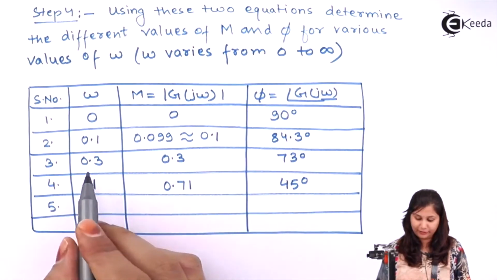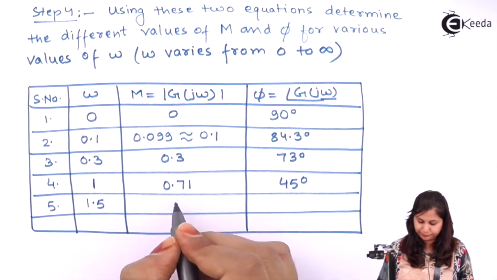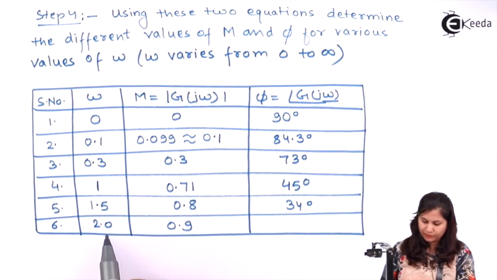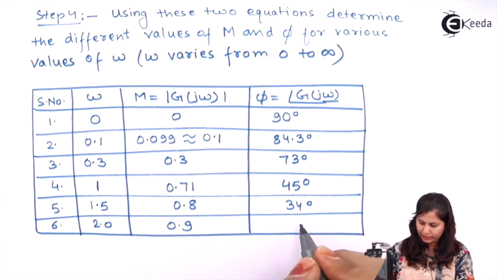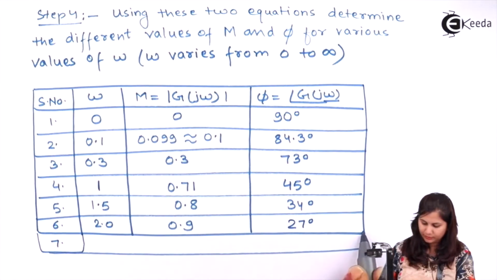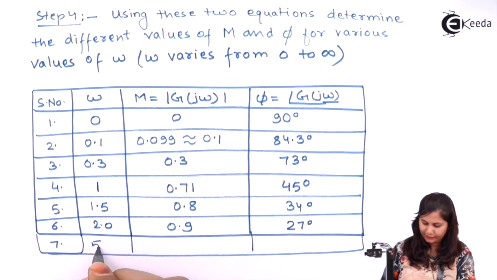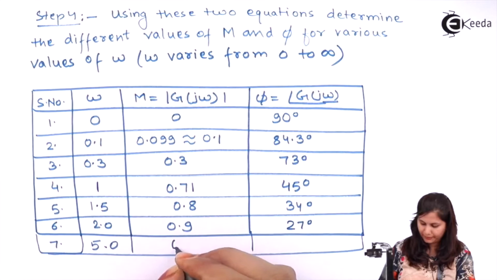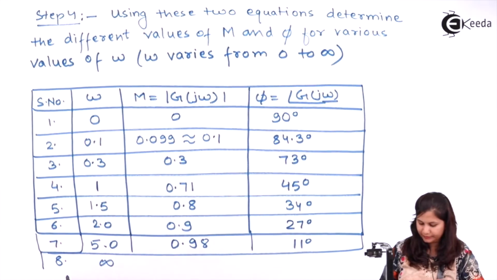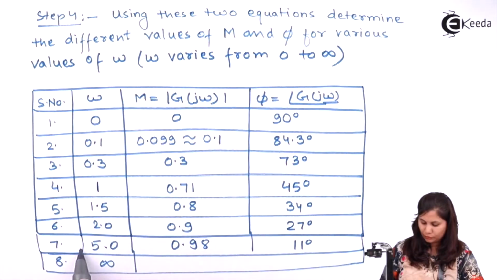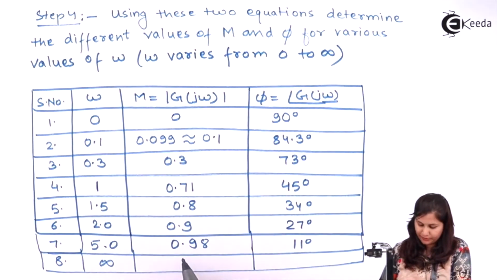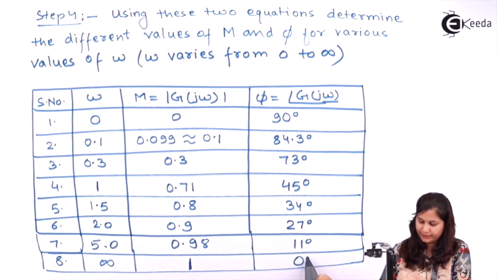Now next, the value of omega as 1.5. If we take omega equals 2, we are having 0.9 and the phase angle is 27 degrees. Next, if we take another value, omega as 5, then the magnitude is 0.98 and the phase angle is 11 degrees. And last, we will take the value as infinity. If in the magnitude expression we put omega as infinity, then the magnitude comes out to be 1 and the phase angle comes out to be 0 degrees.